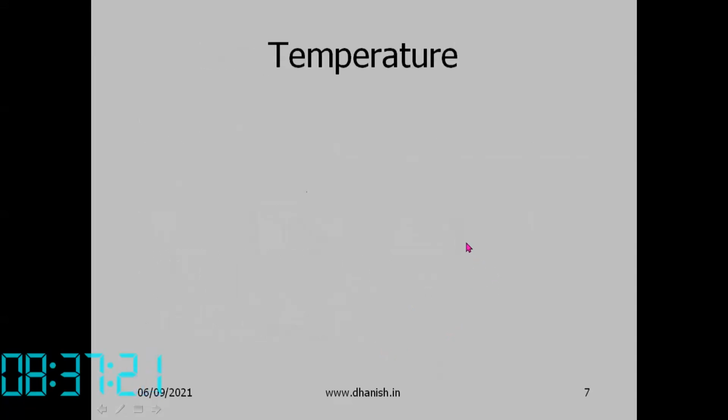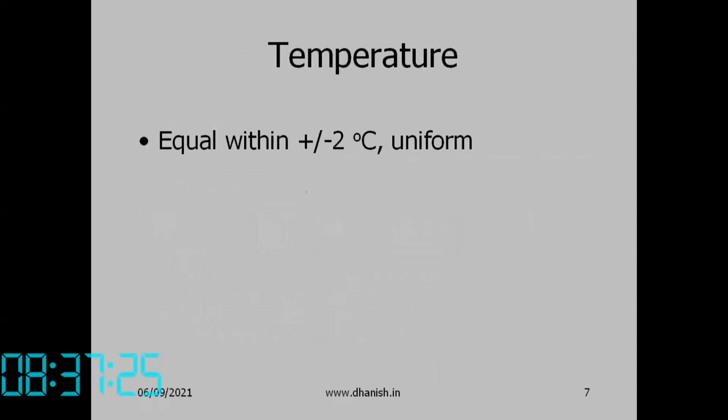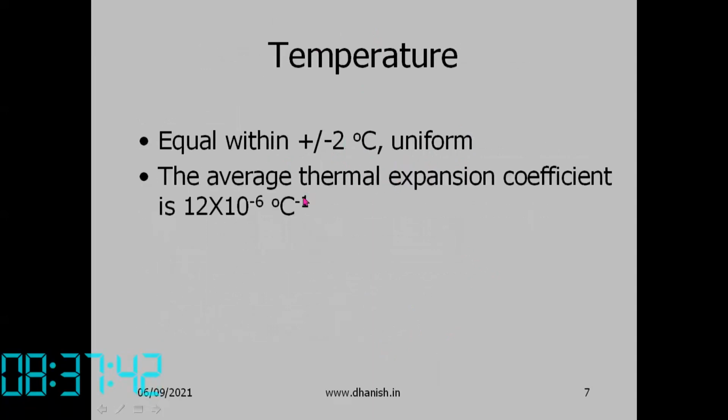Then the effect of temperature. There the coefficient of thermal expansion comes into play. How much is the temperature difference, the delta T? It is equal within plus or minus 2 degrees Celsius. Since we say it is the maximum, we can assume it to be uniformly distributed. The average thermal expansion coefficient is 12 × 10⁻⁶ per degree Celsius.